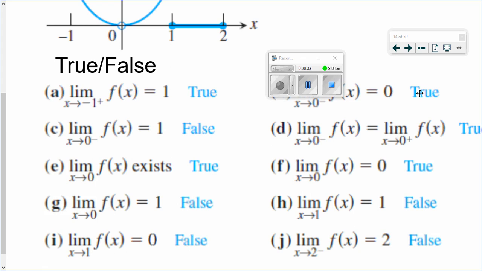If you do not understand any of these problems, you need to look back at the definitions of a limit again. I'm not going to go through and explain these, but do check your understanding, and hopefully you understood all of those.